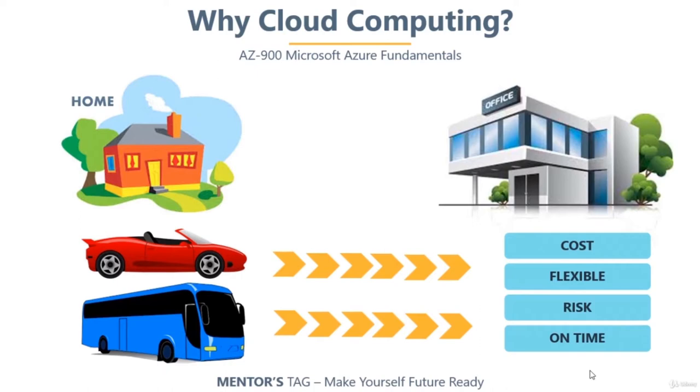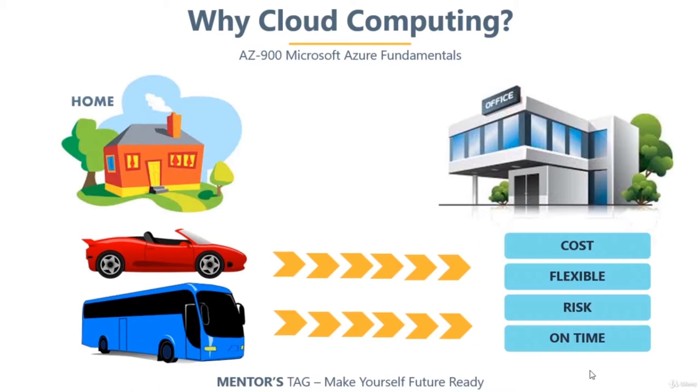Same way, if I focus on flexibility, or I can say convenience, then my personal vehicle will be more convenient for me compared to public transport. So cost-wise, public transport is winning, and convenience-wise, our own vehicle is winning. Now what if we focus on the risk and on-time availability? In which case are we going to have higher risk? Now we have to focus on both the risks.